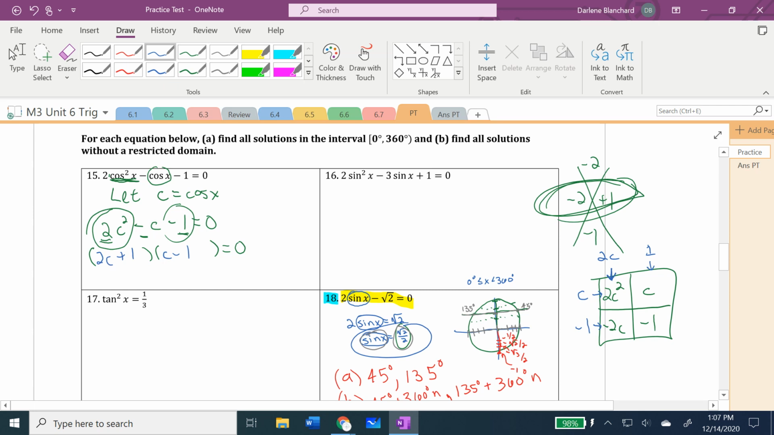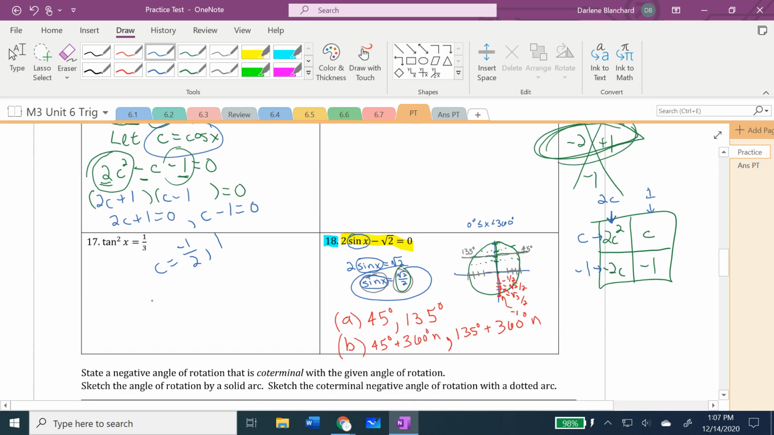Then to keep going with the algebra, I set each factor equal to 0. And I solve, so I subtract 1, divide by 2. And I add 1 to the other side to get the other one. And this is the end of the algebra journey. Now I go into the trig journey of remembering that c represents cosine of an angle.